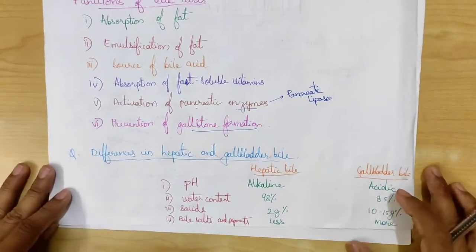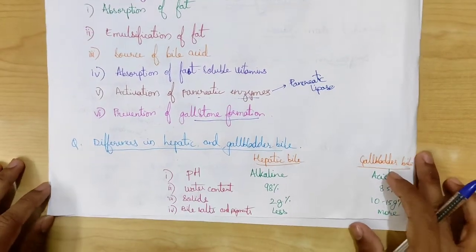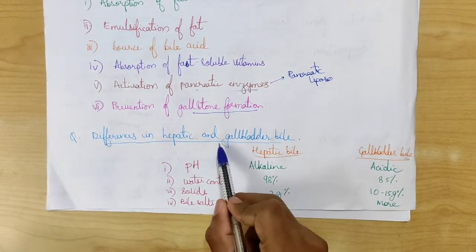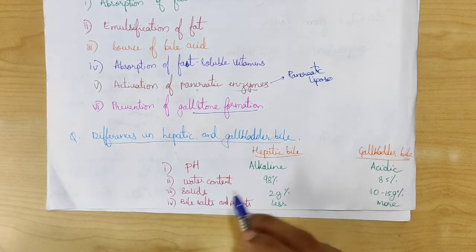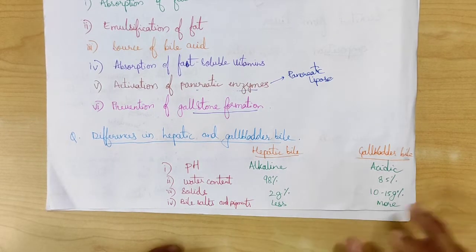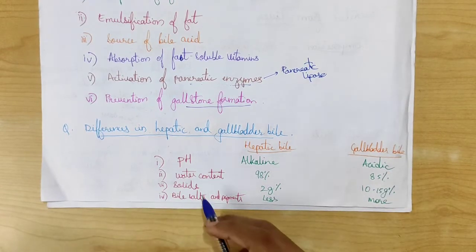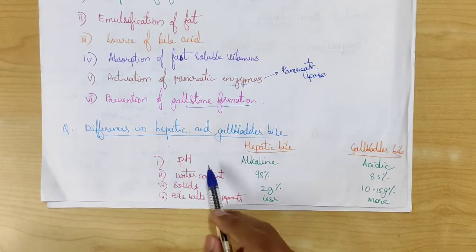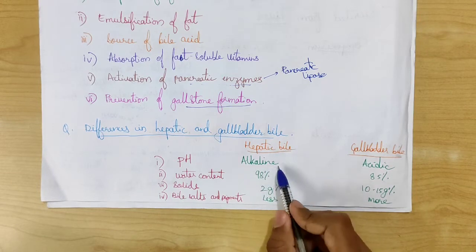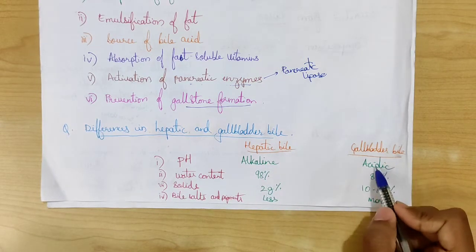Now one of the important questions for 3 marks can be asked as differences in hepatic and gallbladder bile. This is the important question which can be asked as a 3 marks question. So the hepatic bile and the gallbladder bile can be differentiated into 4 points. The first one is the pH. The hepatic bile will be alkaline, whereas the gallbladder bile will be acidic.